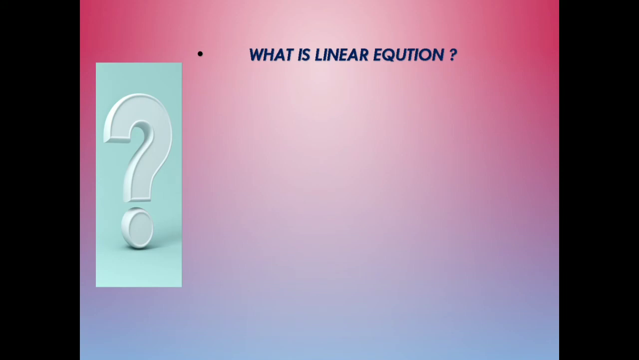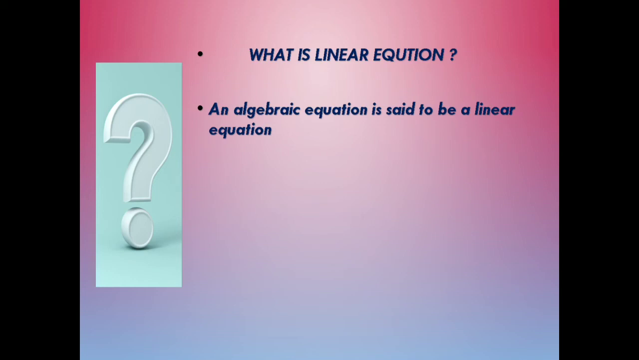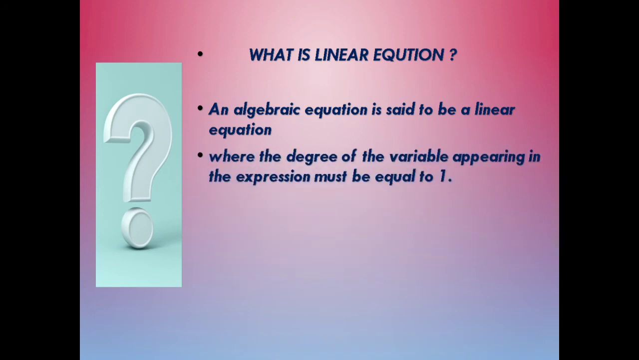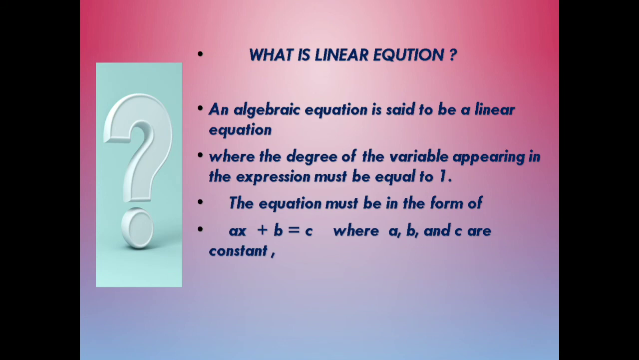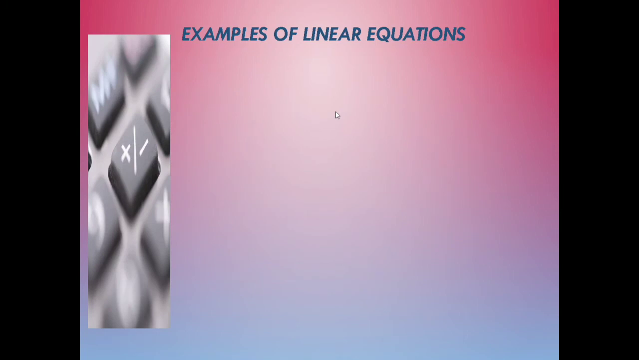Now, what is a linear equation? An algebraic equation is said to be a linear equation where the degree of the variable appearing in the expression must be equal to 1, not less than 1, not more than 1. For example, the equation must be in the form of ax plus b equal to c, where a, b, c are constants, x is the variable, and a must not be equal to 0. So let us learn with more examples.